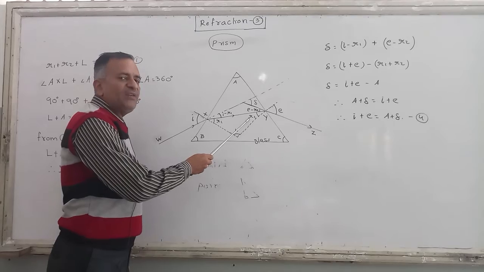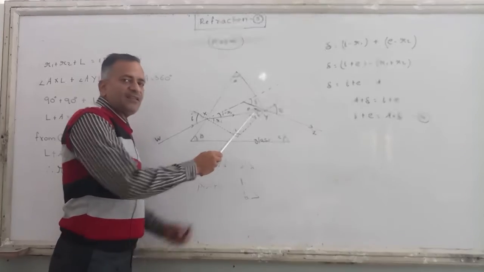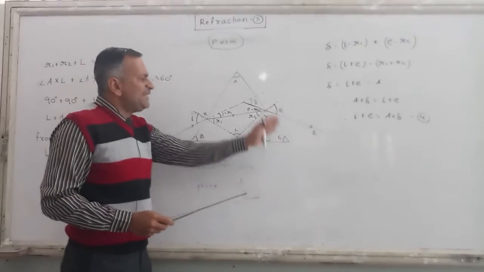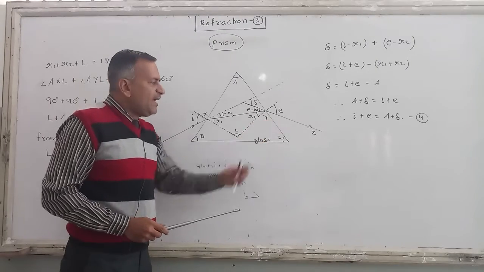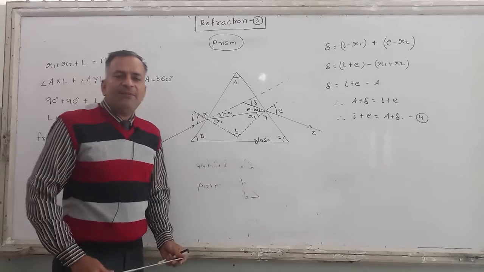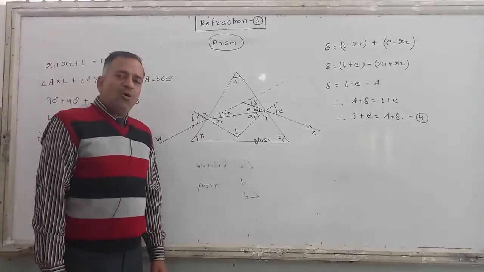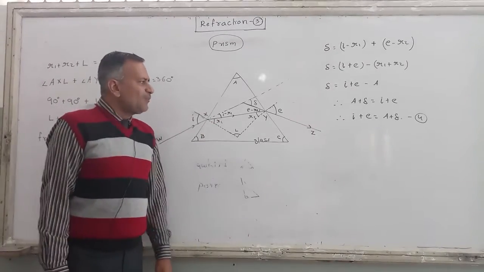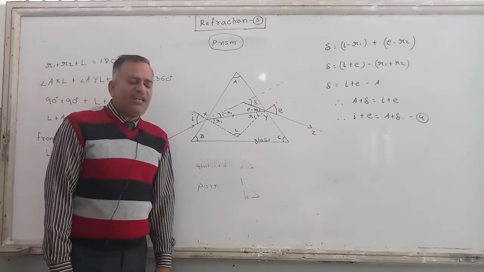This is r2, which is the angle of incidence for the second refraction. At AC, for the refraction happening there, the angle of incidence is r2 and angle e is the angle of emergence. In this, there is one more thing you have to draw, that is the angle of deviation.